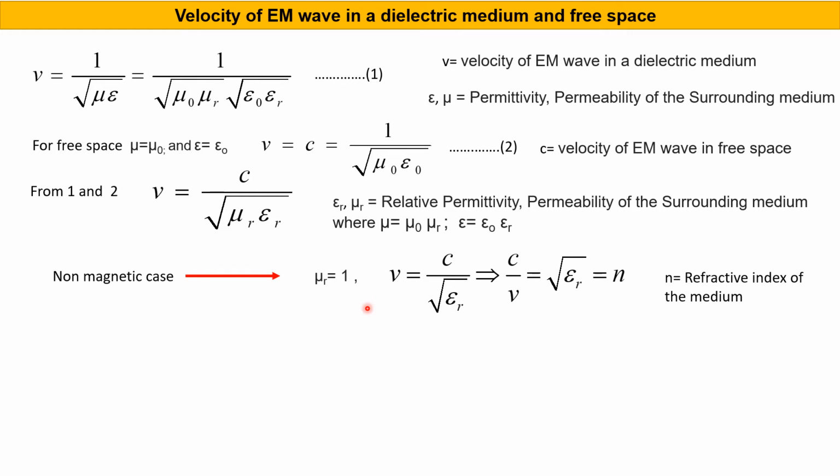In a non-magnetic medium the relative permeability term is 1, so we are left with the relative permittivity, and c by v can be written as the square root of the relative permittivity. That term is very important. It is called the refractive index of the medium, that means the ratio of the electromagnetic wave velocity in free space to that in any medium. It is a unitless quantity, no unit will be there.